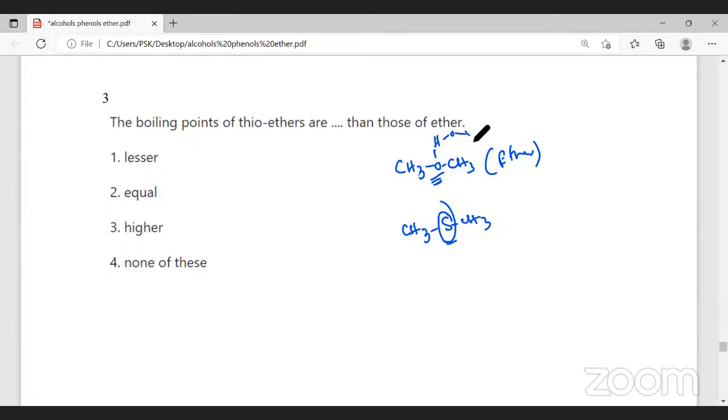Why can it form hydrogen bonding? Because these are not very big groups. As the alkyl groups increase, hydrogen bonding becomes difficult. But in the case of a simple thioether, hydrogen bonding is not possible, because sulfur is not as electronegative as oxygen. So therefore, the boiling point of ethers will be higher than those of thioethers. So the answer for this question will be option 3.